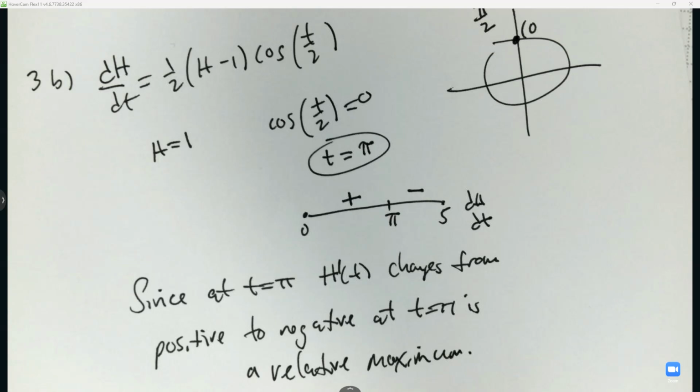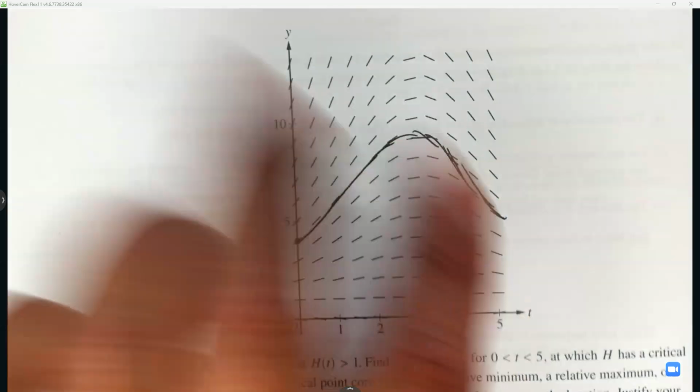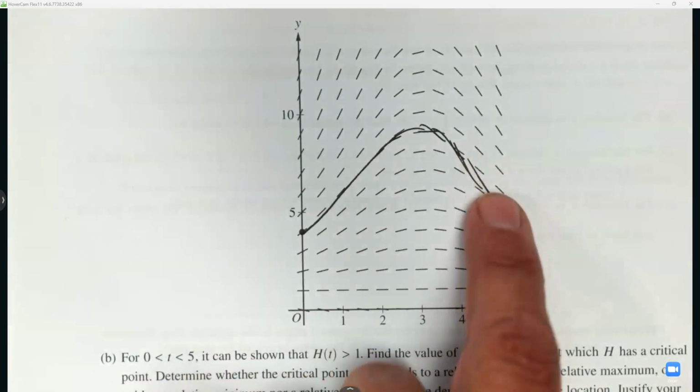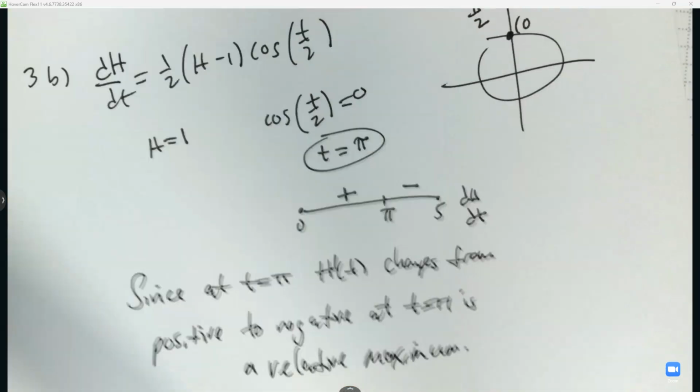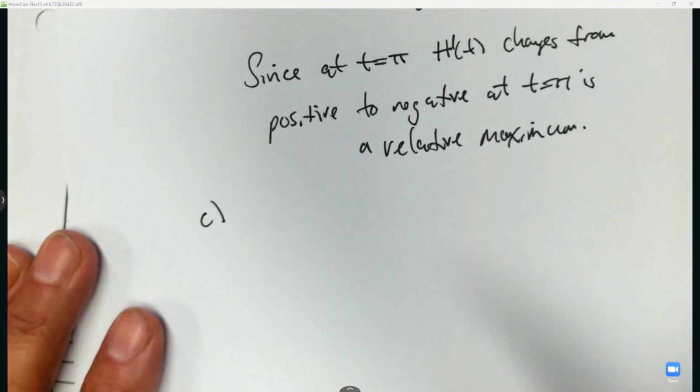And you can also see it's a maximum by the actual drawing. And that's the actual curve of h at t. Not a derivative graph, but the actual graph of the function. That's what it looks like. All right, part C. This is the big question that has all the points.